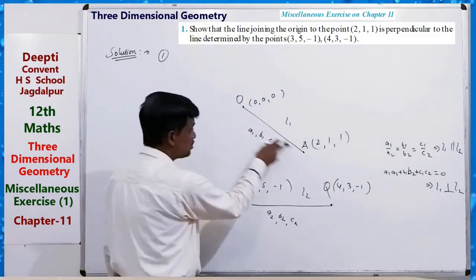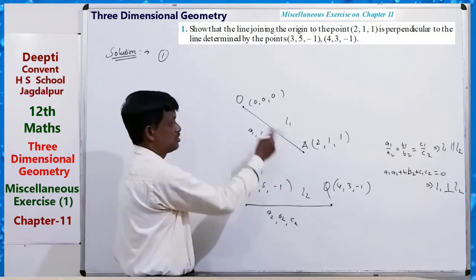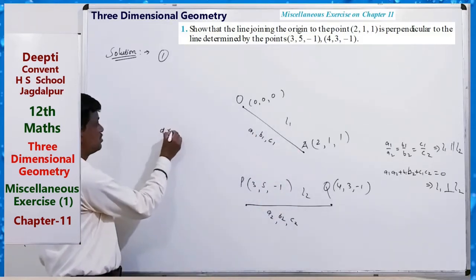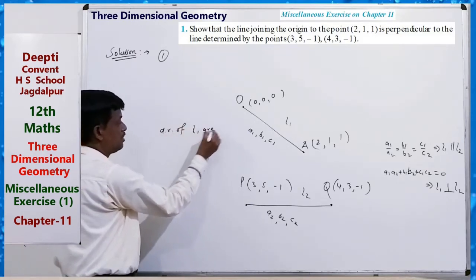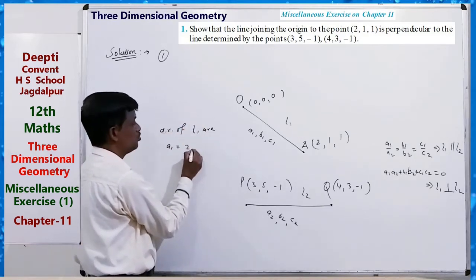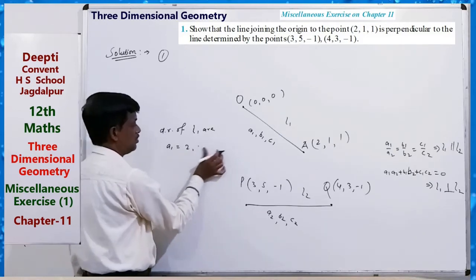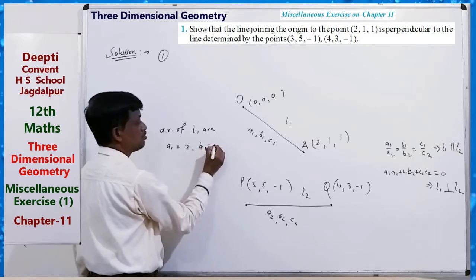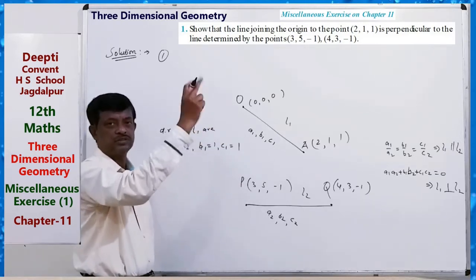So direction ratios can be found. How? You know, x2 minus x1, y2 minus y1, z2 minus z1. So direction ratios of L1 are: A1 equals x2 minus x1, 2 minus 0, this is 2. B1 equals what? 1. C1 equals what? 1.